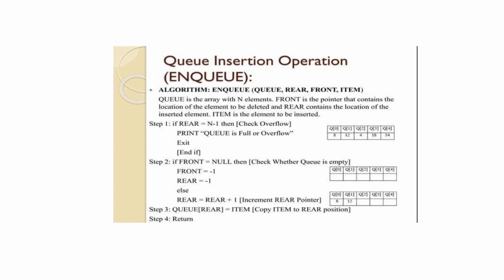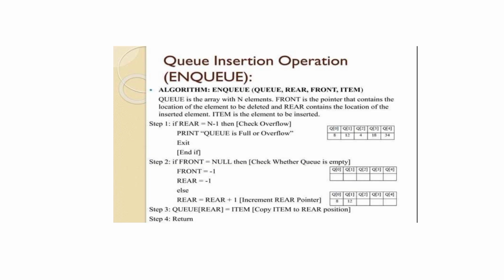This is the queue insertion operation that is called NQ. The algorithm for NQ is that we have to check three conditions. The first condition is checking for overflow. In a queue there are two exceptional conditions: one is overflow and another is underflow. Overflow means before inserting values we have to check whether any space is available in the queue or not. If there is any space we can perform insertion; if not we cannot do it. Underflow also, before deleting an element from the queue we need to check for underflow.